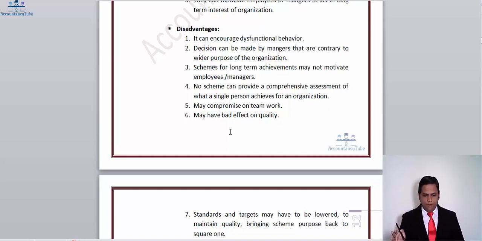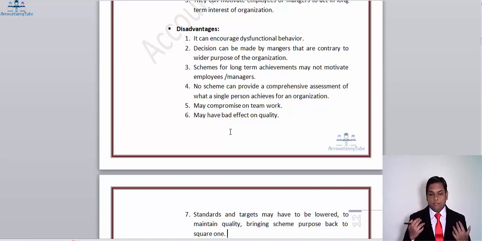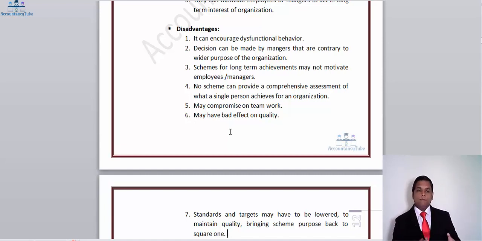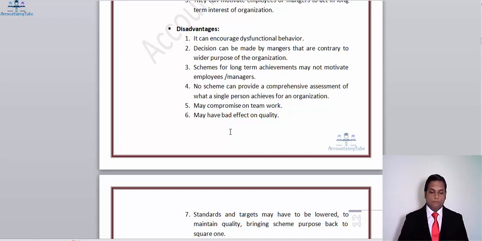Decisions can be made by managers that contradict the wider purpose of the organization. If the senior management comes for a short time span, they will initiate those plans which benefit the organization in the short term and not in the long term. Perhaps in the long term, it may go against the organization's policies. Still, they will implement it because they want to get the return. Short-termism will be favored against long-term objectives.